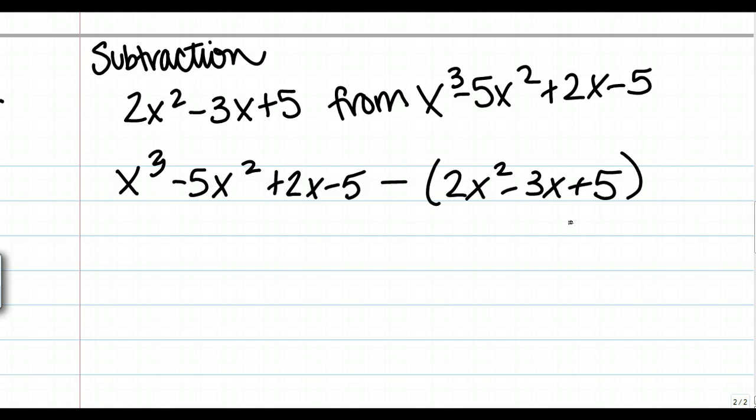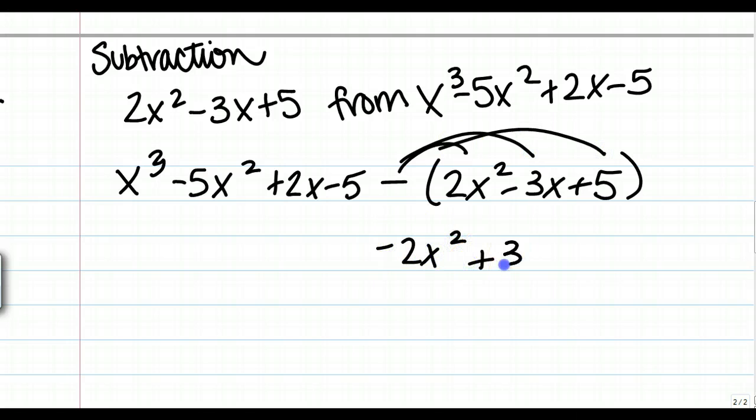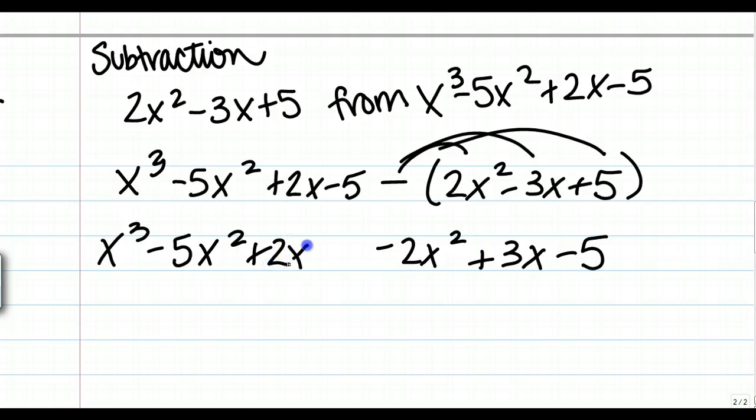The reason I did that is because you're not just subtracting 2x squared from this whole thing, you're subtracting the negative 3x and the positive 5. So what you want to do is distribute your negative. So you're going to have negative 2x squared plus 3x. Now I'm going to look, I have an x to the third and an x squared, so those are not the same. So I'm just going to have an x to the third by itself.